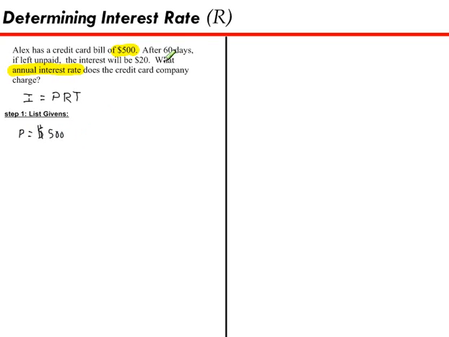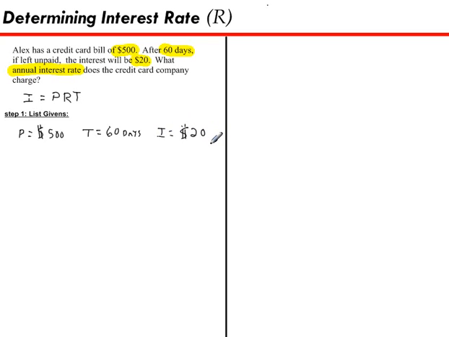The next number I see is 60 days, and days is a clue that we're talking about time. So T will be 60 days. Now, this needs to be converted to years, and we'll do that a little bit later. And finally, the interest will be $20, and that's our I value. So the interest is $20.